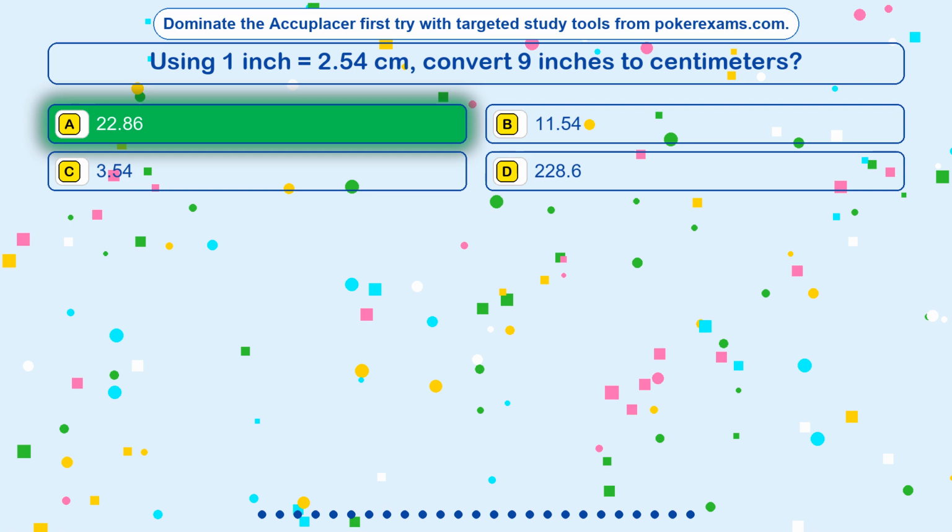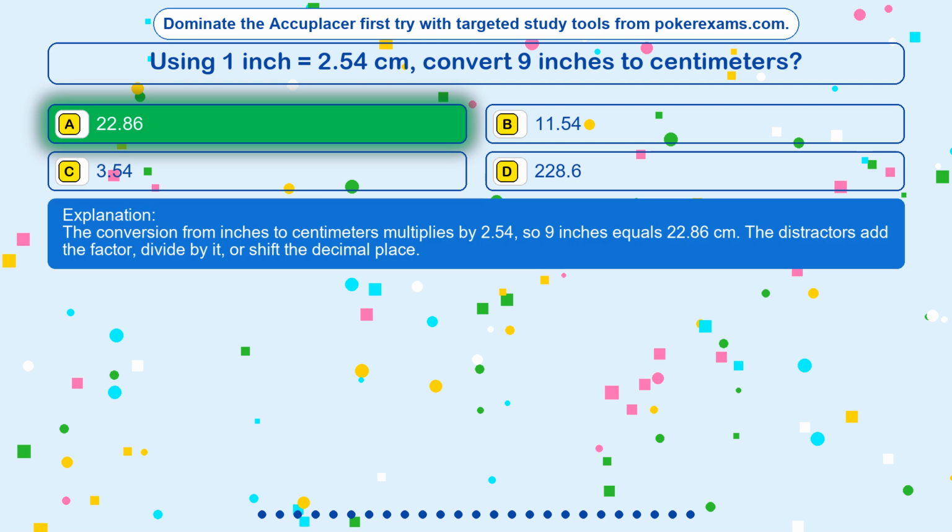The correct answer is option A, 22.86. The conversion from inches to centimeters multiplies by 2.54, so 9 inches equals 22.86 centimeters. The distractors add the factor, divide by it, or shift the decimal place.